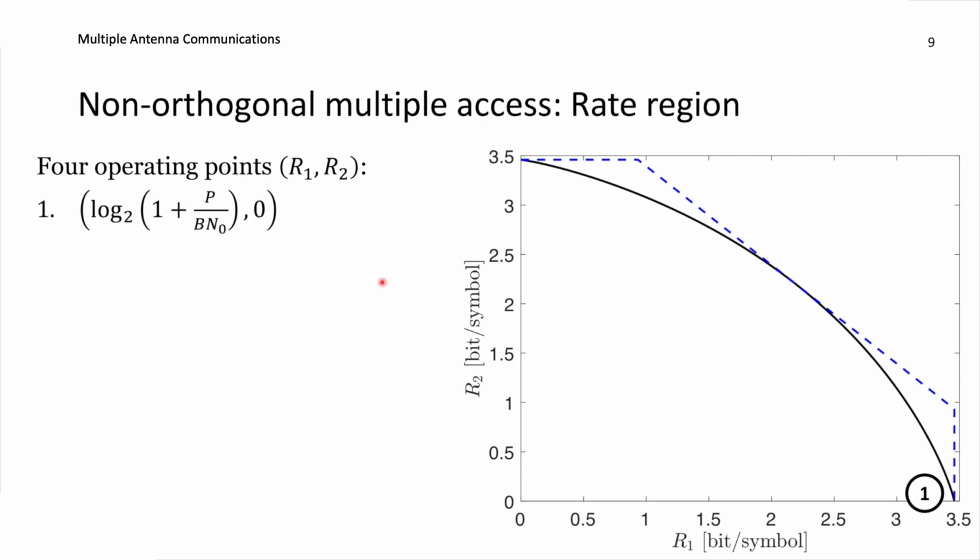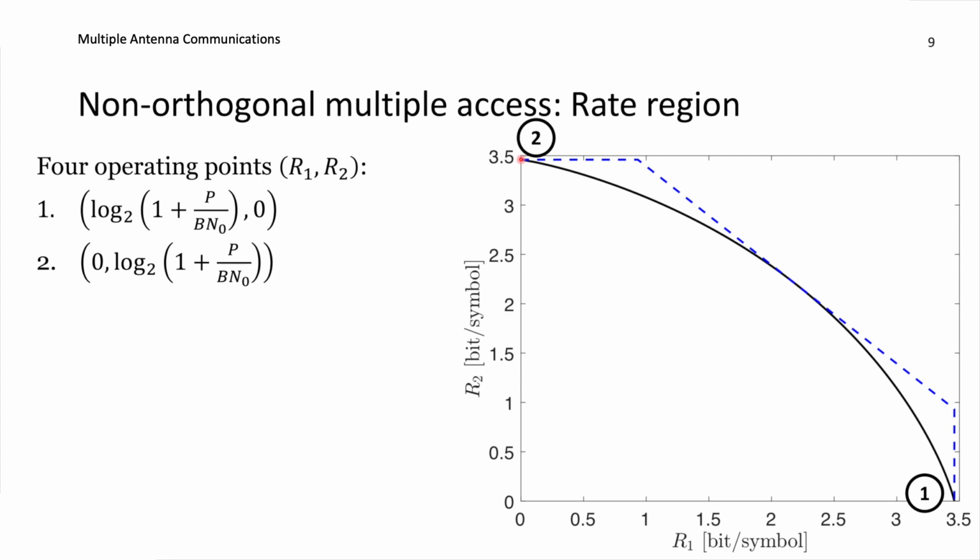Well, here is one point down here where we are only serving user 1. So in that case, we have an orthogonal access. We give all the performance to that user. Then we have another single user point where we are assigning all the resources to user 2 and it's not serving user 1 at all.